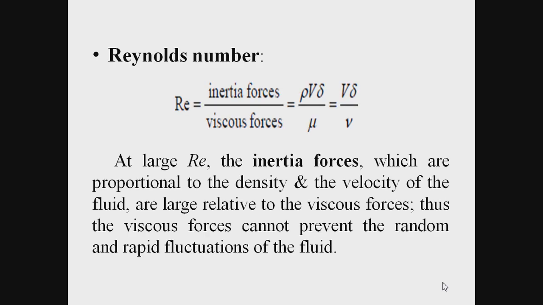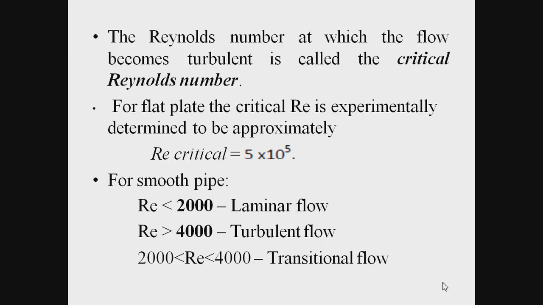Then comes Reynolds number. In case of flow, the very important part is viscous forces, and the ratio of inertia forces and viscous forces is called Reynolds number. At large Reynolds number, the inertia forces, which are proportional to the density and velocity of the fluid, are large compared to the viscous forces. Thus, the viscous forces cannot prevent the random and rapid fluctuation of the fluid. The Reynolds number value is different for different types of flow.